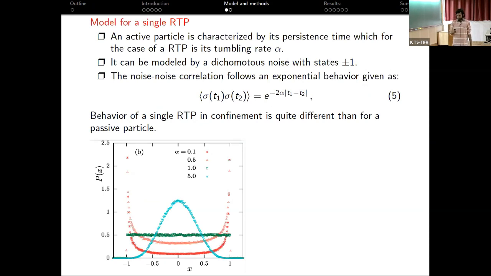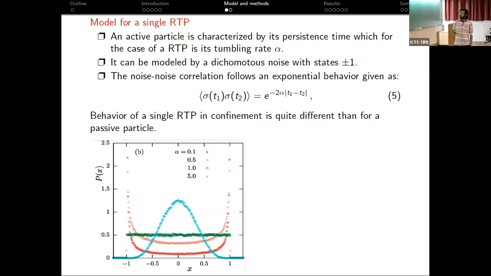So now, before coming to the linear chain, I will tell you what happens to a single RTP when it is in a trap. So basically, for the single RTP, as I told you, the noise-noise correlation is given by an exponential decay in time with the persistence time given by 1 over alpha.